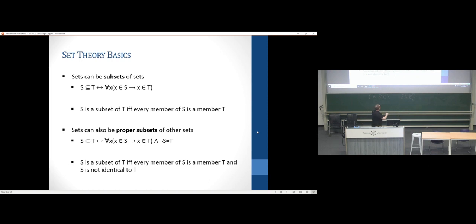And to formally express proper subset, we'll say, okay, cool. S is a proper subset of T if and only if every member of S is also a member of T and they're not identical. By adding this extra bit, because of the axiom of extensionality, we force T to have at least one more member. T's got to be strictly bigger.